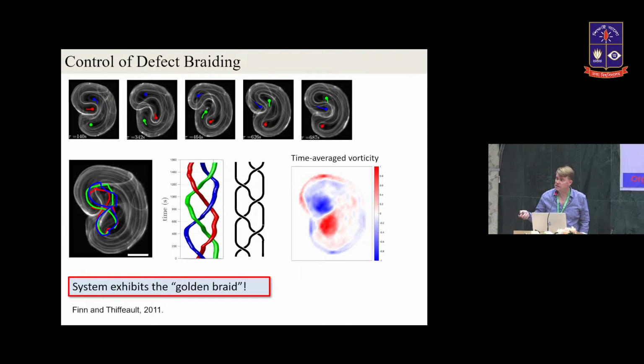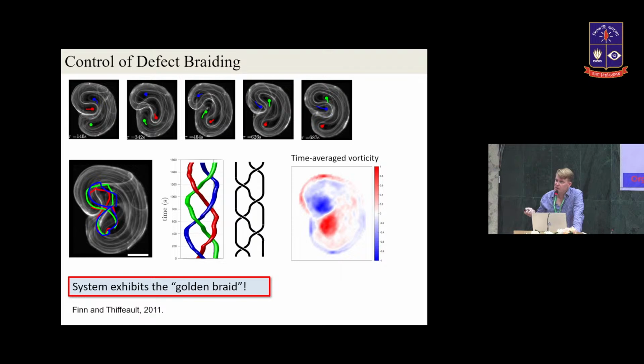And so this is the space-time diagram showing this braiding behavior. And in fact, this braid has a name. It's called the golden braid. It's actually just the braid that you would use to braid hair. So why is it called the golden braid? Well, it's related to the golden ratio.